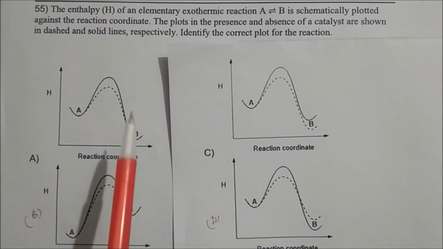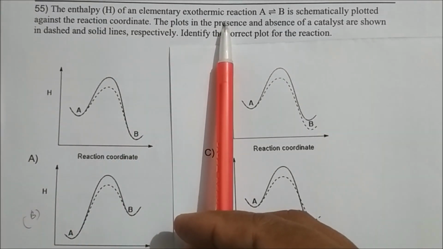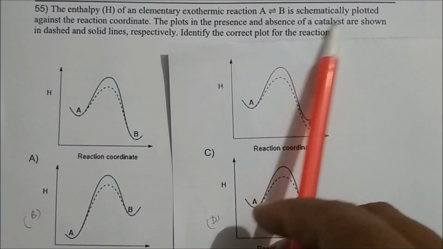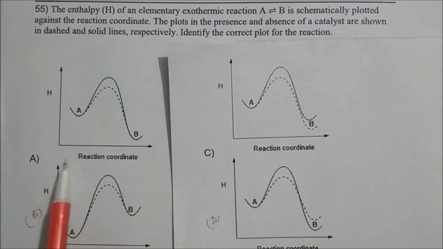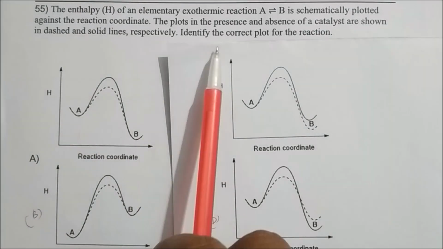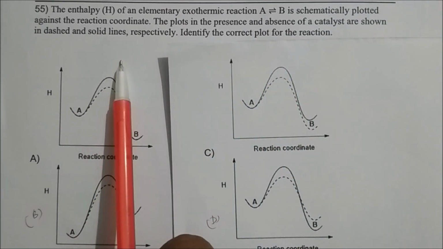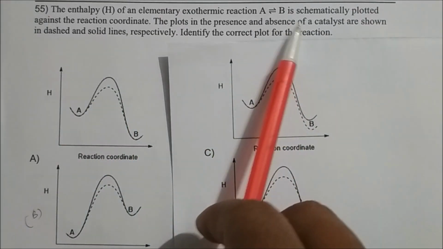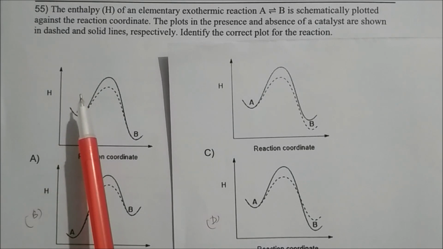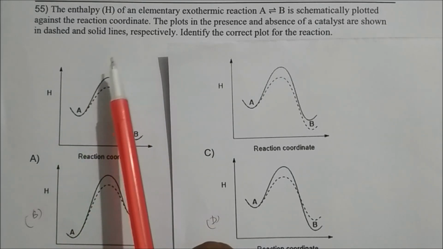The enthalpy of an elementary exothermic reaction is schematically plotted against the reaction coordinate. You can see diagrams A, B, C, and D. The plots in the presence and absence of catalyst are shown in dashed and solid lines. The presence of catalyst is the dashed diagram, and the absence of catalyst is the solid line.